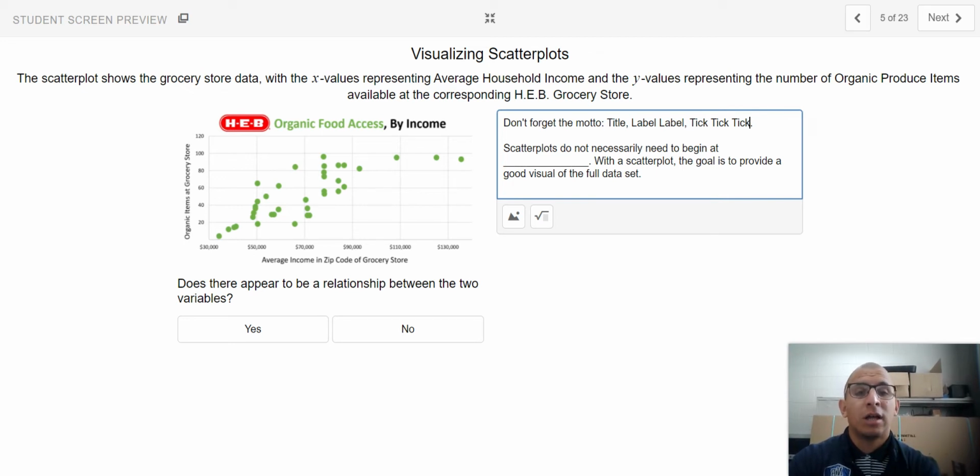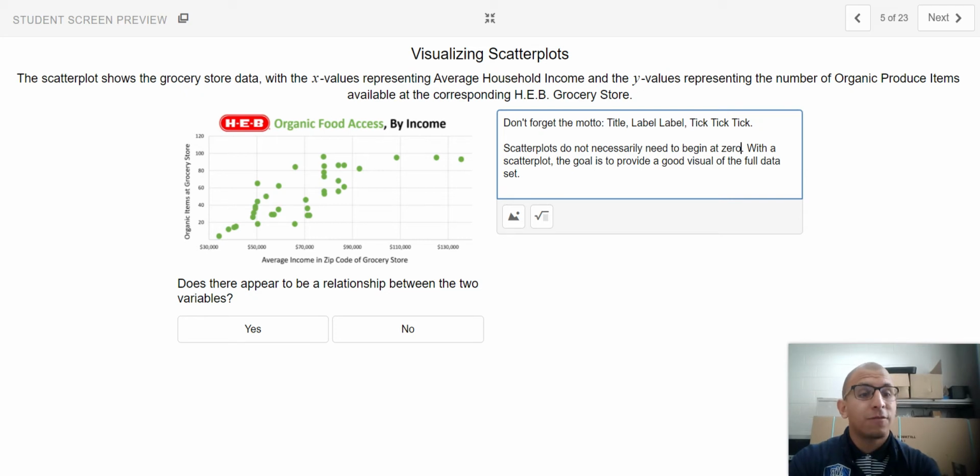Now that we're getting further and further away from Unit 1, we don't want to forget our foundational knowledge. If you take a look at this graph, notice that it does not begin at 0. Scatter plots do not need to begin at 0. The goal with a scatter plot is simply to provide a very good visual of the full data set.